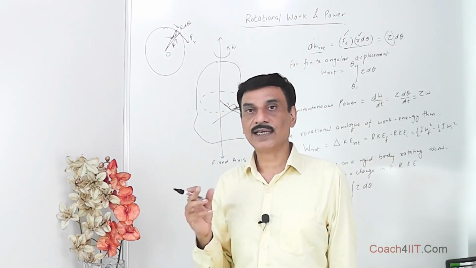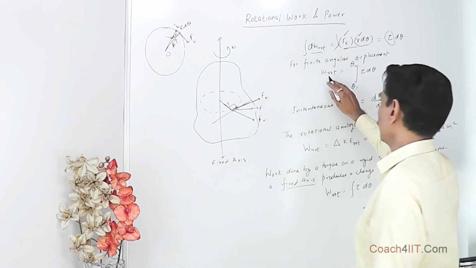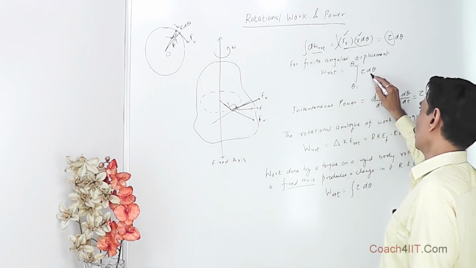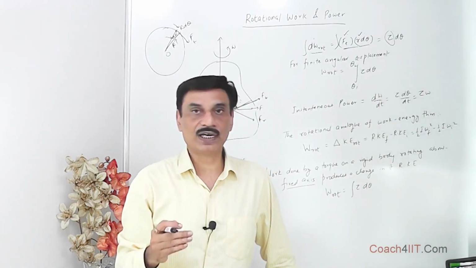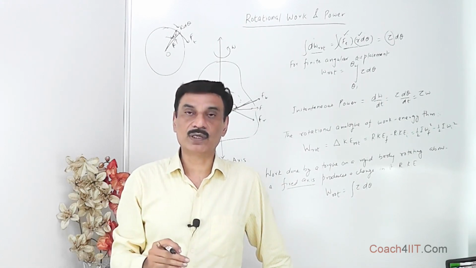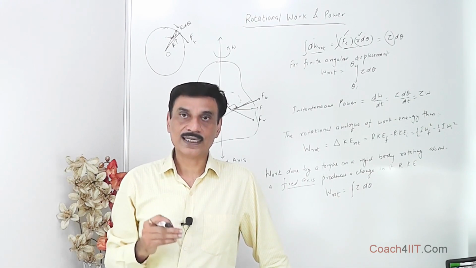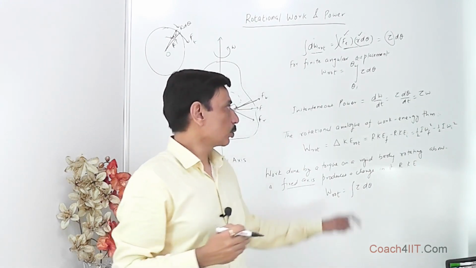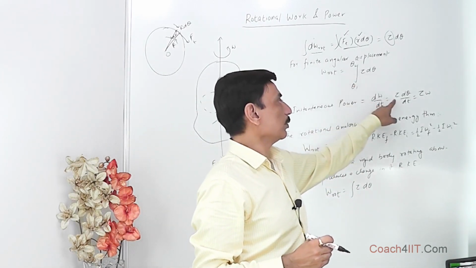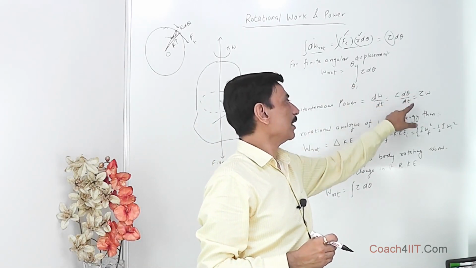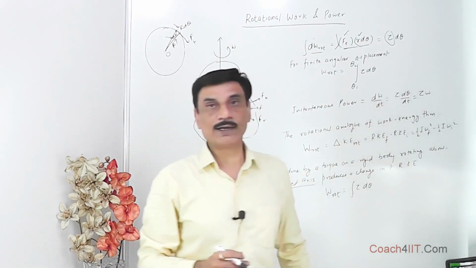For a finite angular displacement, we get the total work by integrating both sides. So work in rotation comes out to be the integral of torque dot d theta, as theta goes from theta 1 to theta 2. Now if we are interested in instantaneous power, which is the rate of doing work, that is dW by dt. dW is torque into d theta, so it is torque into d theta by dt. d theta by dt is equal to omega, the angular velocity. So this comes out to be torque into angular velocity.